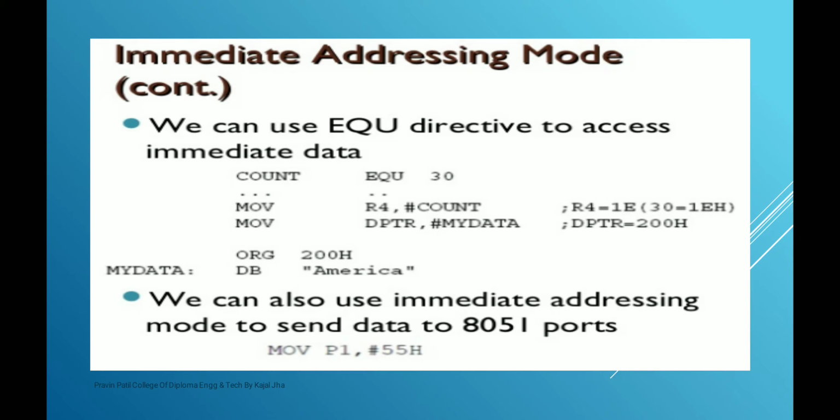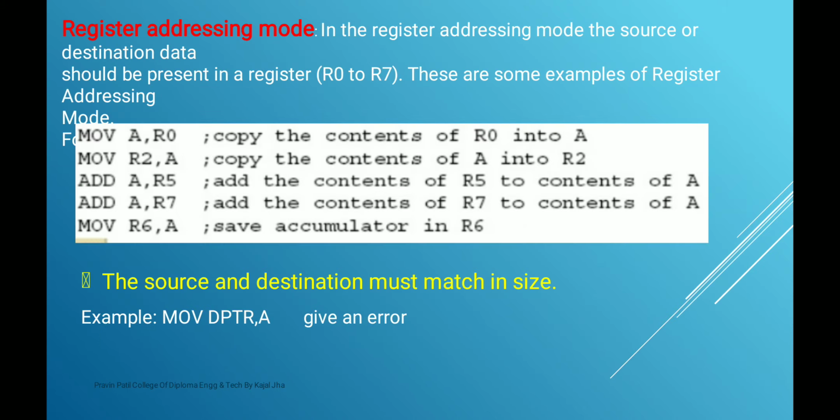So we can also use the immediate addressing mode to send data to 8051 ports. Here immediate addressing can also use the EQU directive, and we can also use immediate addressing to send data to any port. Okay, so if we give the instruction MOV P1, #55H, that means port 1 is loaded with the 55H value. After that, register addressing mode.